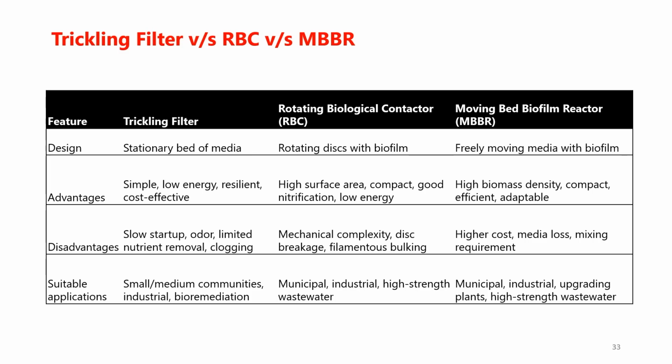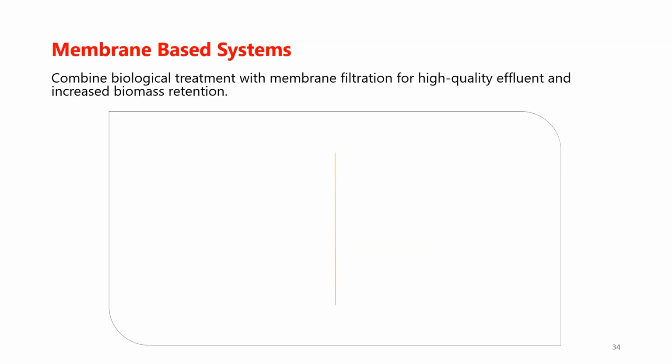And then from the suitability point of view, trickling filters are suitable for small and medium communities, industrial settings, and bioremediation applications. Rotating biological contactors are useful for municipal, industrial, and high strength wastewater treatment. Similarly, MBBR is also useful for municipal, industrial, while upgrading plants, and for high strength wastewater treatment.